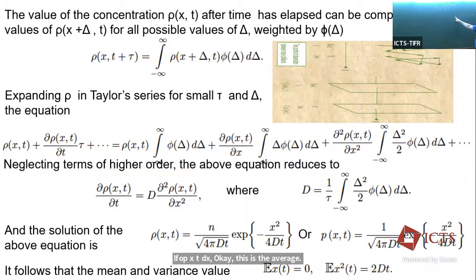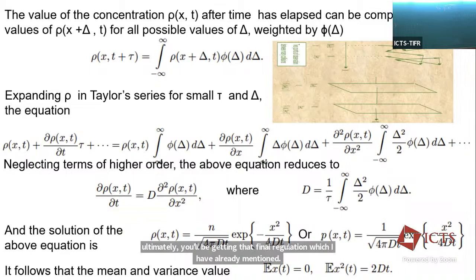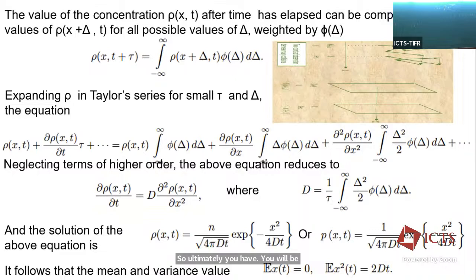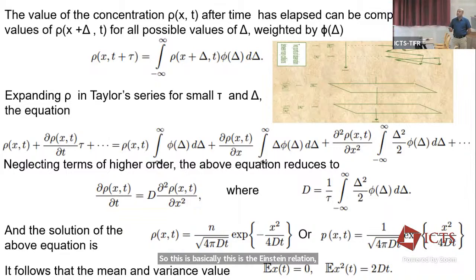So the distribution function multiplied by this quantity, ultimately you'll be getting the average. So if we do this kind of averaging, by substituting that distribution function, ultimately you'll be getting that final relation, which I have already mentioned. So ultimately you will be getting the expectation of x squared equal to 2Dt. This is the Einstein relation, which was a very important relation, and people also verified that relation. And the expectation of the position is basically 0.